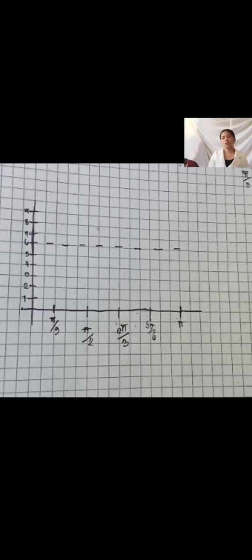Next, it is the same method for getting the value between 2 pi over 3 and pi. Add them both and divide by 2, so it's 5 pi over 6. Then we have an interval.